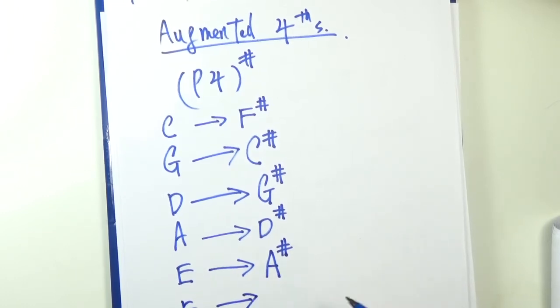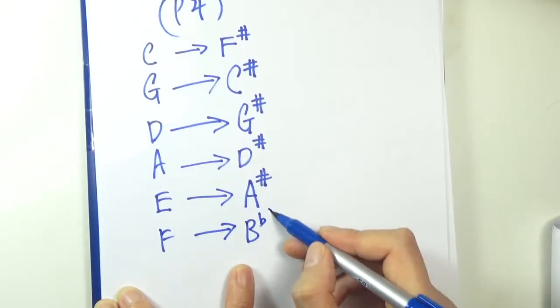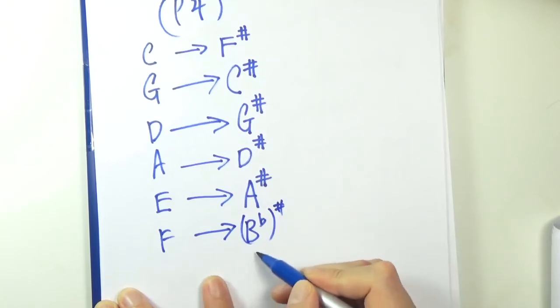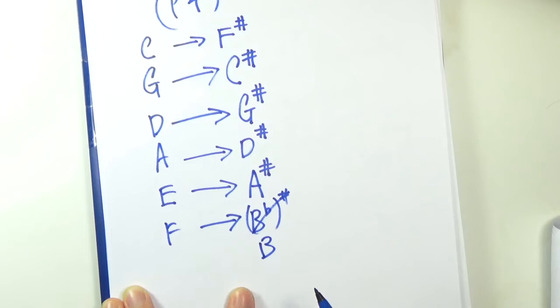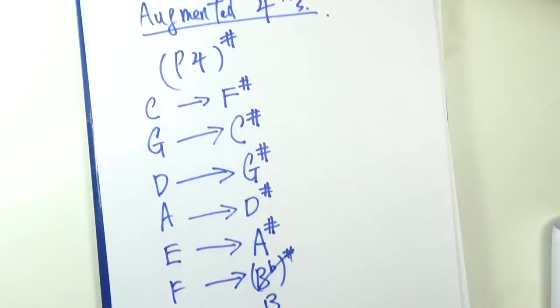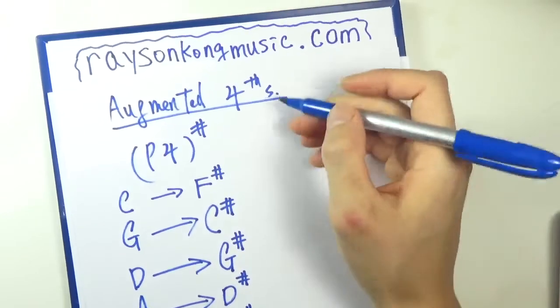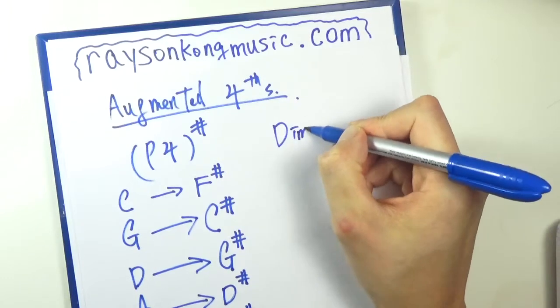Let's do F to B. Okay, what about the augmented fourth of F? So B flat is actually a perfect fourth, right? And if you put down a sharp, that would just neutralize that. So you can write just B. All right. So F to B is actually an augmented interval. All right. What about diminished fourth?